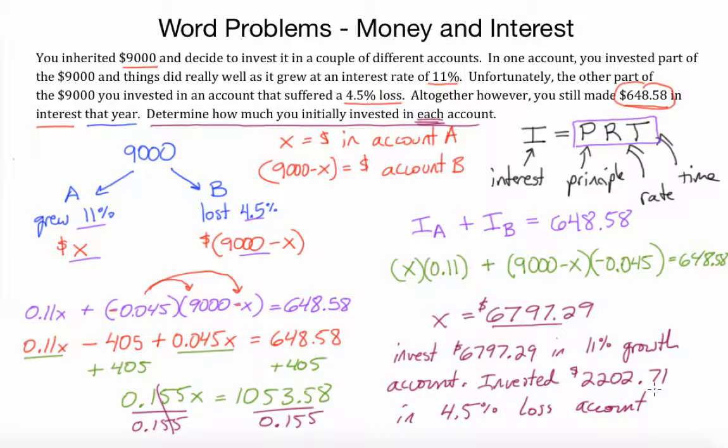Okay, so that's a pretty hefty problem, right? A lot going on there, a lot of translating, a lot of defining variables, using this interest formula, but having two different accounts to keep track of. Hopefully that's a good example for you as you're working on your own money and interest problems and gives you some ideas about where to get started.